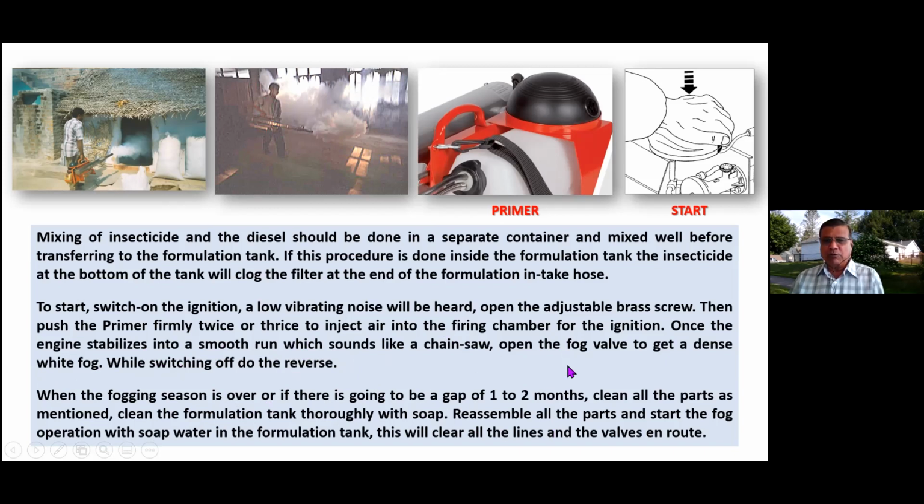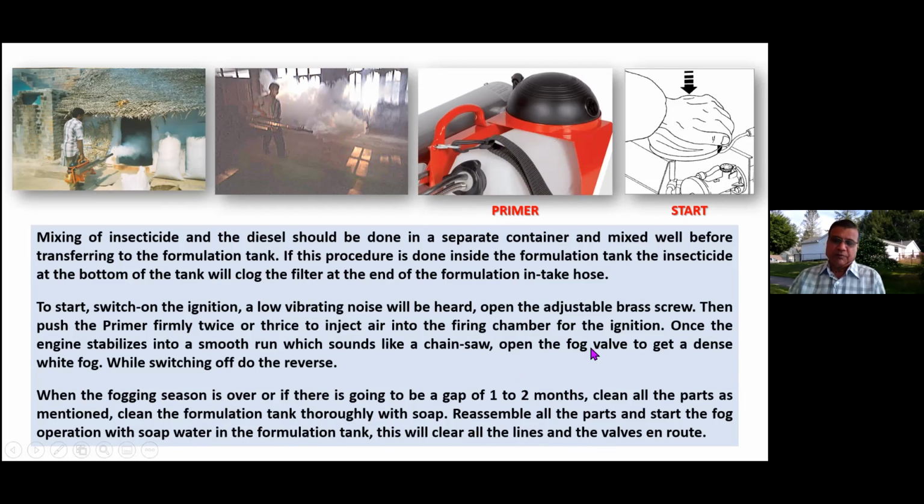When fogging season is over, or if there is going to be a gap of 1 or 2 months, clean all the pots as mentioned. Clean the formulation tank thoroughly with soap. Reassemble all the pots. Start the fog operation with soap water in the formulation tank. This will clear all the lines and walls en route. Instead of filling up with formulation, fill up this tank with mild soap water.